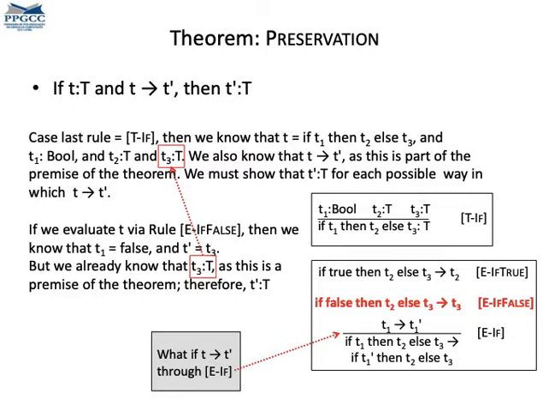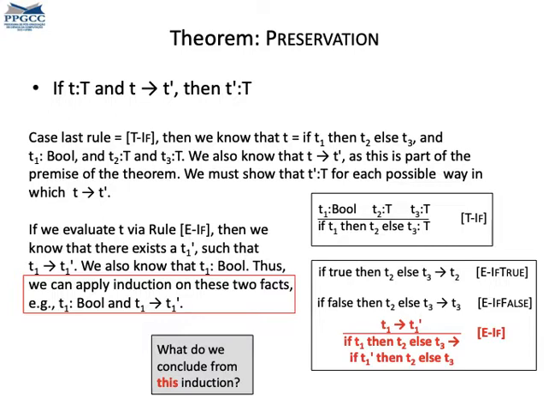Now, would you like to stop the video and think about how we can prove the theorem for if? In this case, we know that t1 takes a step. In other words, there exists a term t1' such that t1 goes to t1'. By induction, the type of t1' must be bool, for preservation holds up the derivation tree. In this case, we can use the if rule to take a step. We can use if because the premise is true, that is, t1 evolves to t1'.